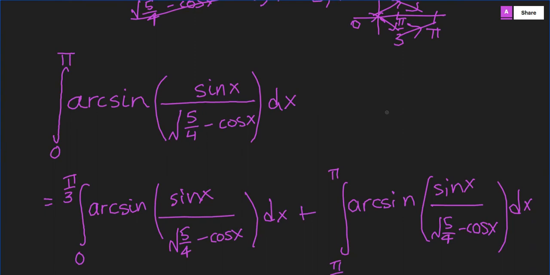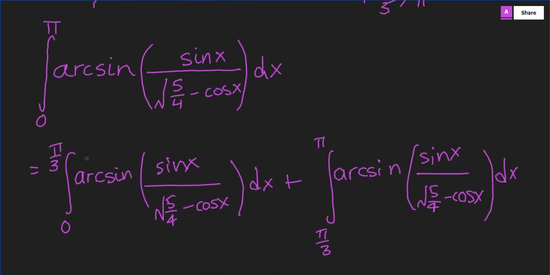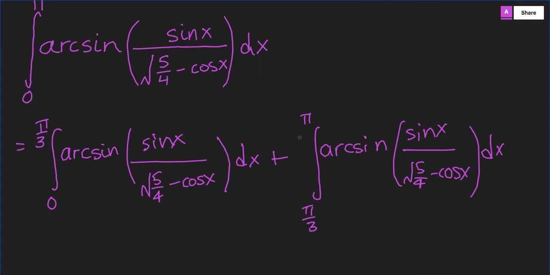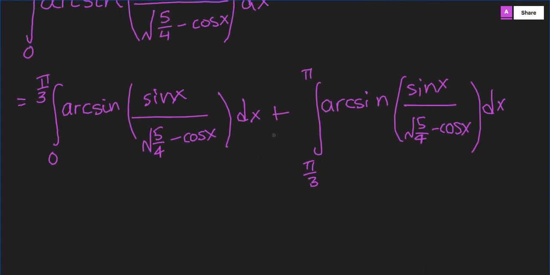Just to conclude what we've done, we found out that the zeros of the inside are exactly the bounds of the integral. Since arcsin is increasing, this makes it a lot easier to find out when the function itself is increasing and decreasing. It increases from 0 to pi/3, and it decreases from pi/3 to pi. Based on this information, we can really easily split up the integral, so this is our new split up integral.